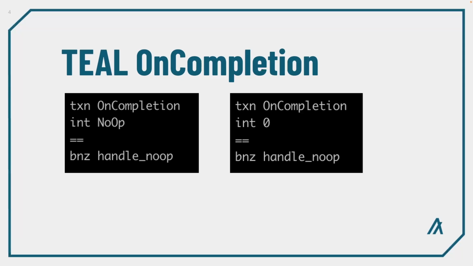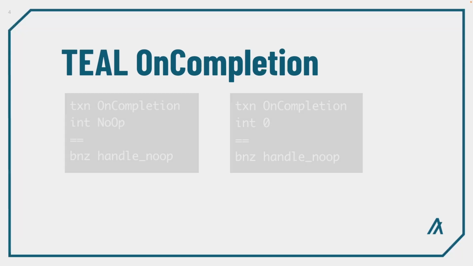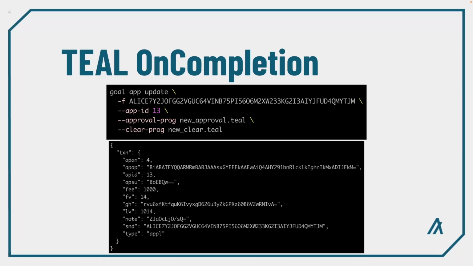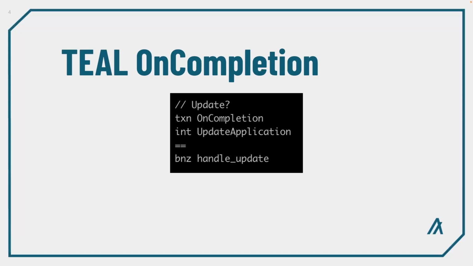A useful example to show the power of onCompletion is when you want to update an existing contract with new approval and ClearState logic. You would issue an application call transaction with the onCompletion field set to value 4, which is also represented as an enum UpdateApplication. This allows you to update a smart contract after it has already been deployed.